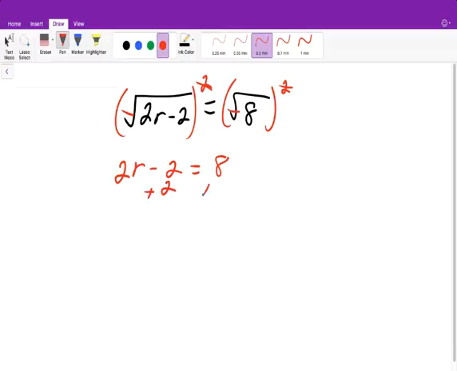We'll add over the 2. So 2r is equal to 10. Divide by 2. So r is then equal to 5.